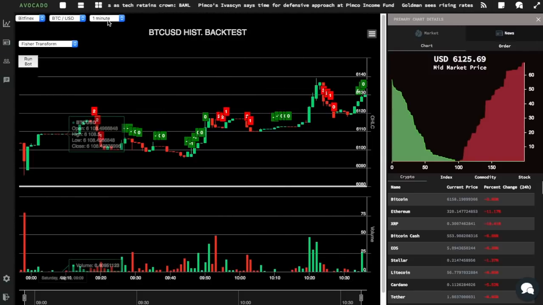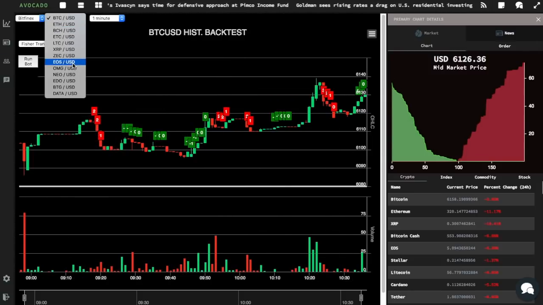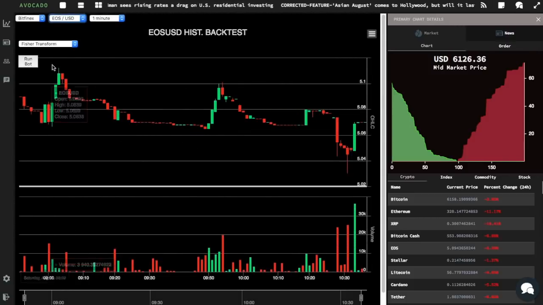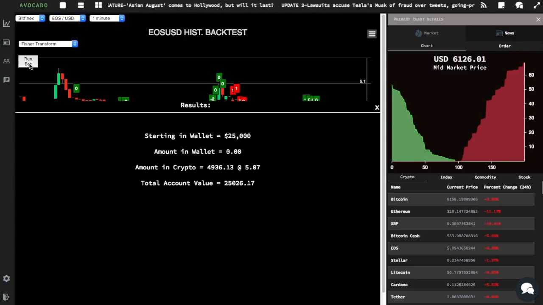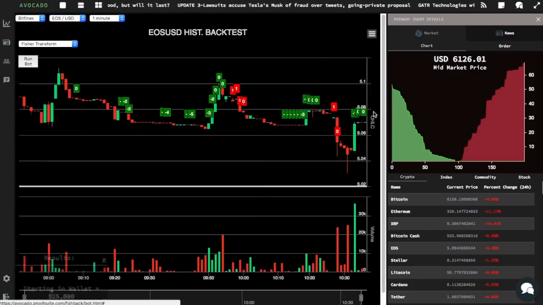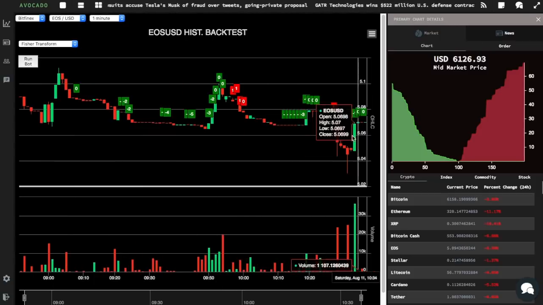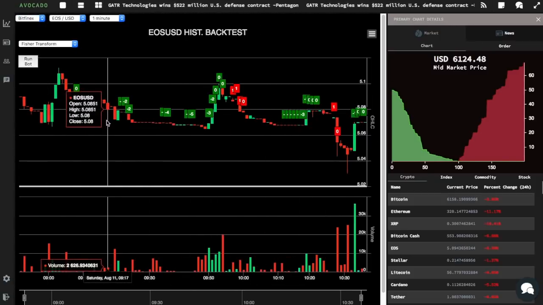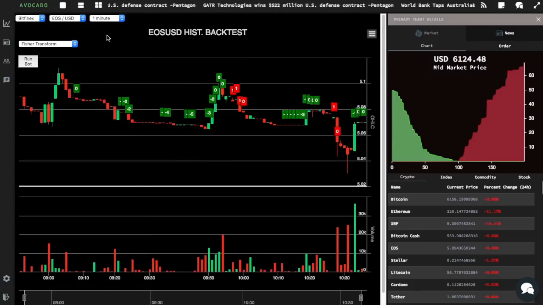Let's take a look at a random cryptocurrency. Let's go for EOS, and same 1 minute. Let's run the Fisher transform and get a slight return. This is a really down market, and that's the thing. It's all been just pretty bad, but to get a slight return on that is actually pretty good, and even be steady when everything is just going way down.